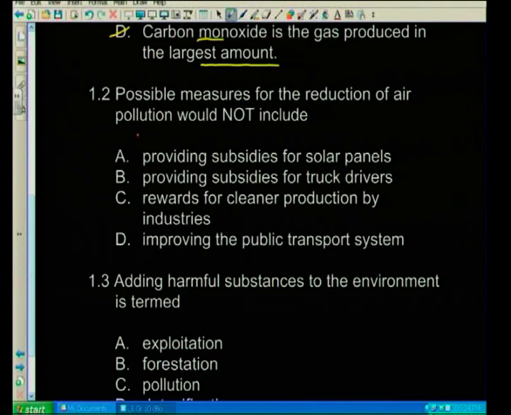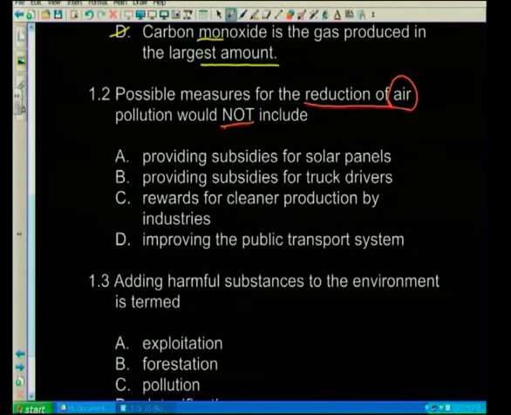Right, it says now, possible measures for the reduction of air pollution would not include. Now, so many times you read it and you don't see that word not. So you think, okay, possible measures for the reduction of air pollution, and you go and you make your choice. So that little word not is very important. Right, let's look at your choices.